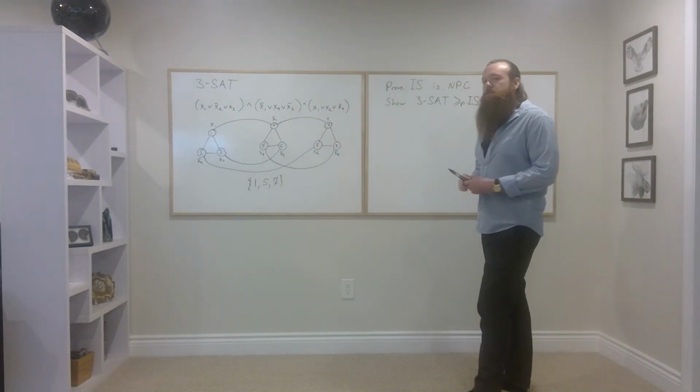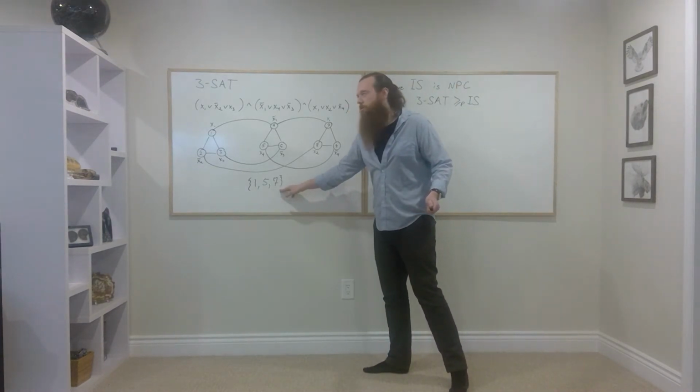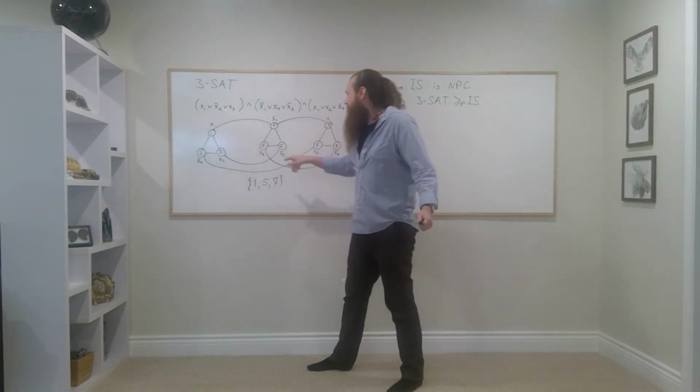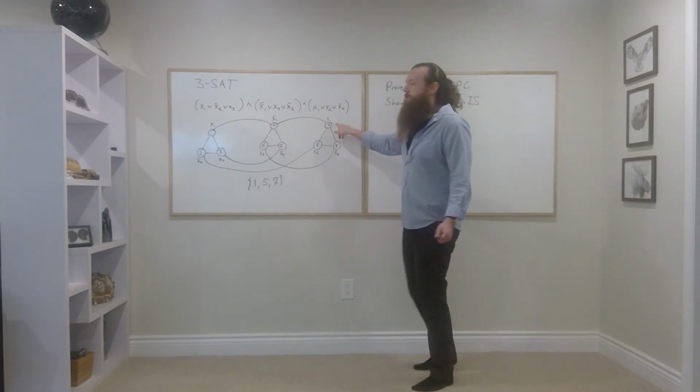And it says, yes, there is an independent set of size 3. Here it is. And that's going to correspond to the solution. Well, look, just set x1 to equal true and set x4 to equal true. That's 1 and 5 here. And this is redundant, actually.